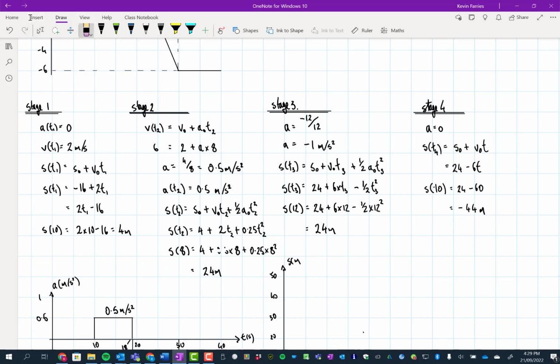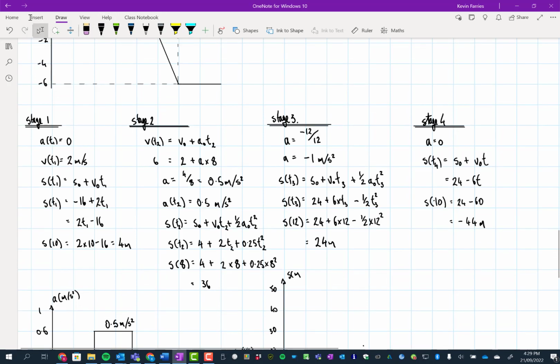Okay, what I'll do is, it's worth seeing it just to see. So that's going to be 2 times 8. So this here is going to be 4 plus 2 times 8 plus 0.25 times 8 squared, which is equal to 36. Sounds a bit more sensible. And then that's going to change this one here.